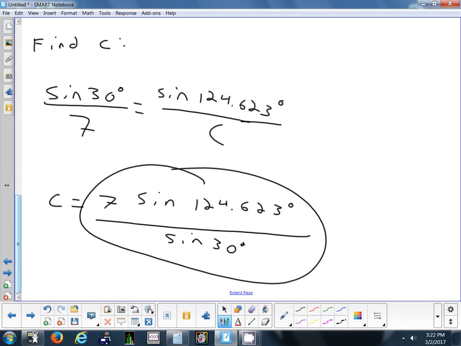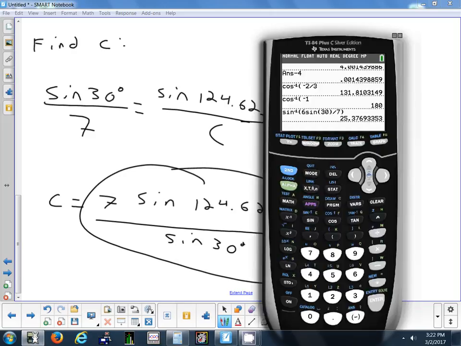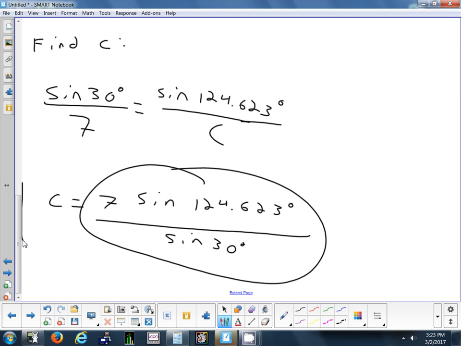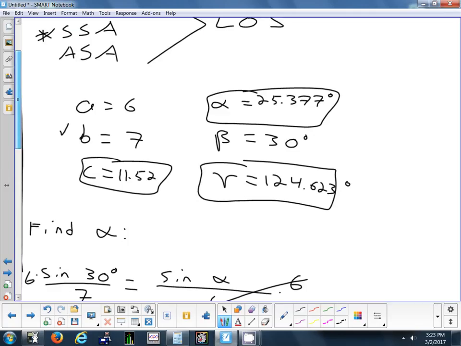Any questions on how to type that in? You just type it in. So you should get 7 sine 124.623. That's the numerator. And you divide by sine of 30, which is actually a half. So dividing by half, it's going to double that answer. So 11.521. Okay, always check to make sure the biggest side is across from the biggest angle, and smallest side is with the smallest angle. And any two sides added together should always be bigger than the third.